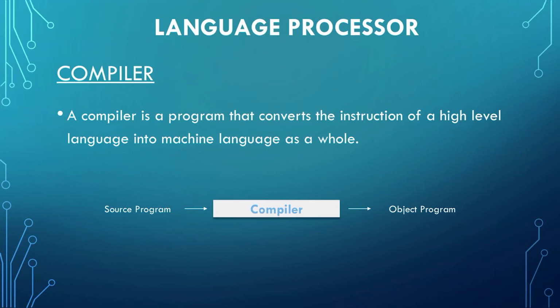And the compiler checks each statement in the source program and generates machine instructions. The compiler also checks syntax errors in the program. So here we have a simple diagram showing that we provide the source program to the compiler. The compiler converts that whole program to an object program, and this object program can now be executed.